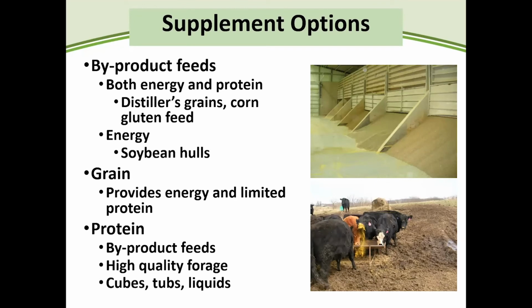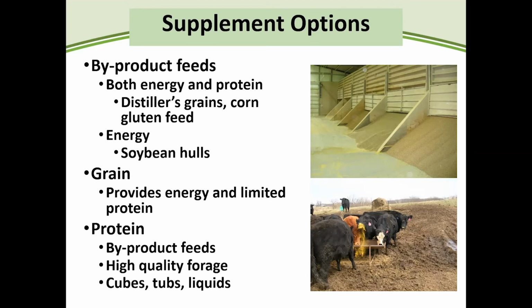If we need supplements, we have a lot of those available for us here in the central part of the United States. We have the byproduct feeds, distillers grains, corn gluten feed, which are both energy and protein supplements. They're a bit unique that way. The grains and soybean hulls are typically energy supplements, as we consider those. And then we also can have protein supplements in addition to the byproduct feeds. We can possibly use high quality forages or cubes, tubs, liquids, some of the convenience feeds, that type of thing.